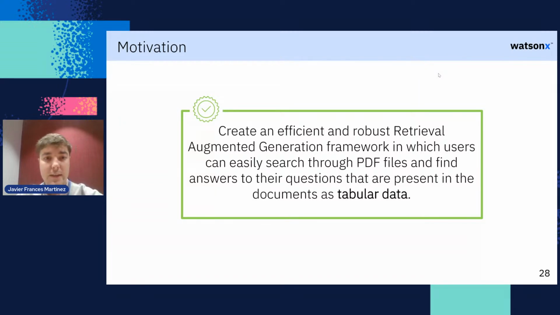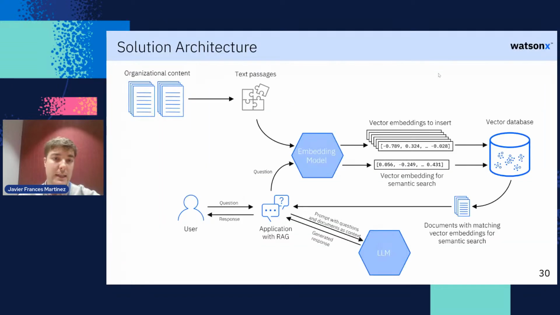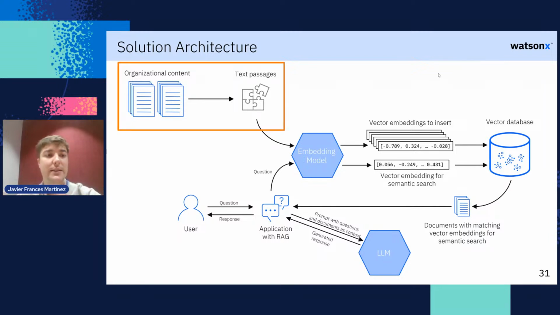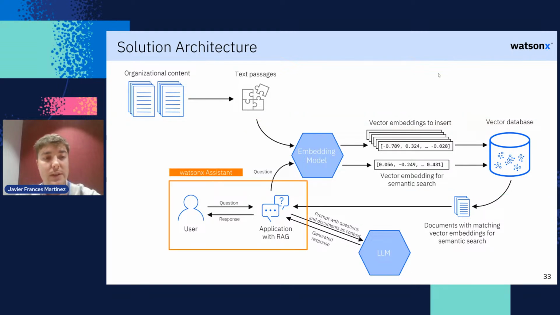And so taking this into mind, let's look at the solution architecture. This is the architecture that we have built for this project. First, we will extract the original content from a web page. We will process it and chunk the documents. Then we will make use of Elasticsearch to generate those vector embeddings. We will also make use of our service here at IBM, watsonx Assistant, to build the orchestrator of the solution and the virtual agent interface for the user.